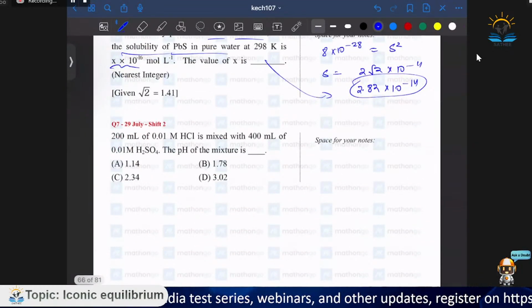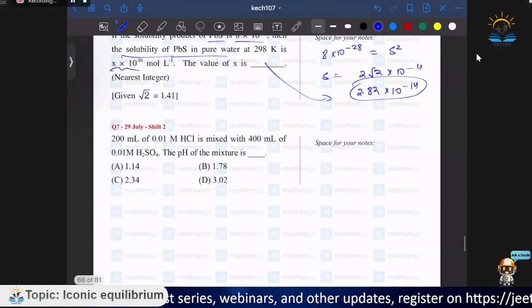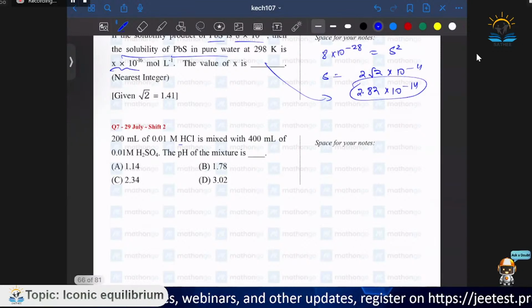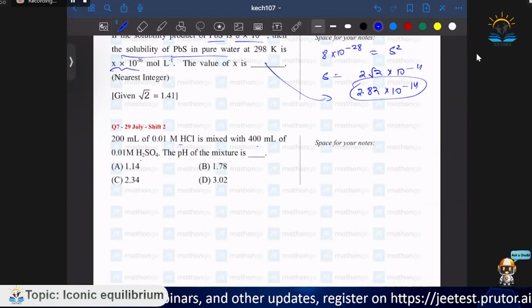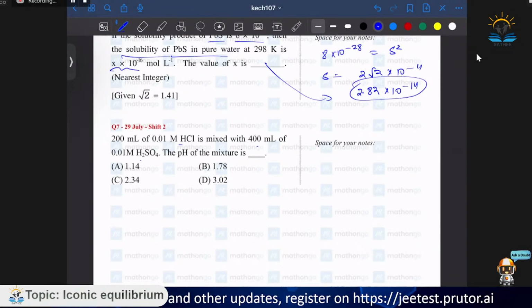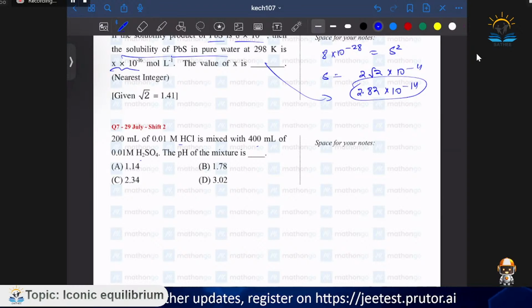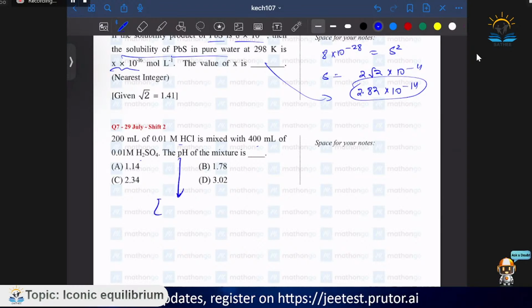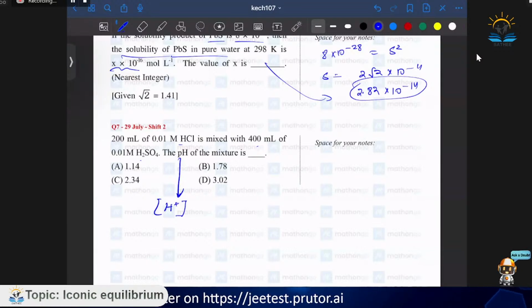Going to the last question. We have some more questions, don't worry. 200 ml of HCl is mixed with H2SO4. The pH of the final mixture is to be found. Remember, always find the concentration of H plus. Do not just add equivalents of H plus and find the pH. First step, how many equivalents of H plus are there?